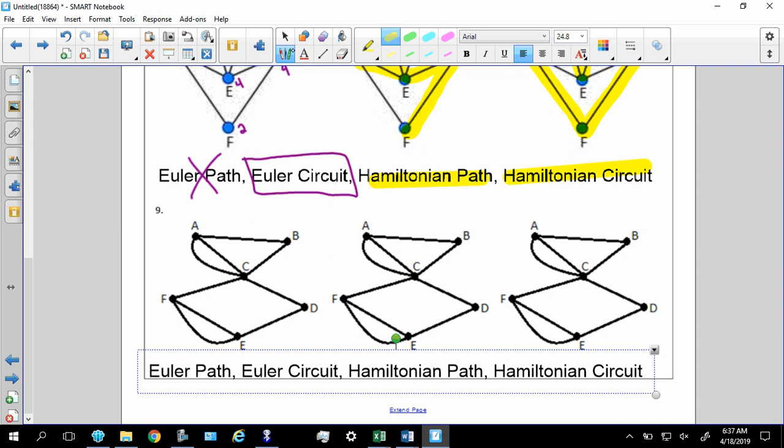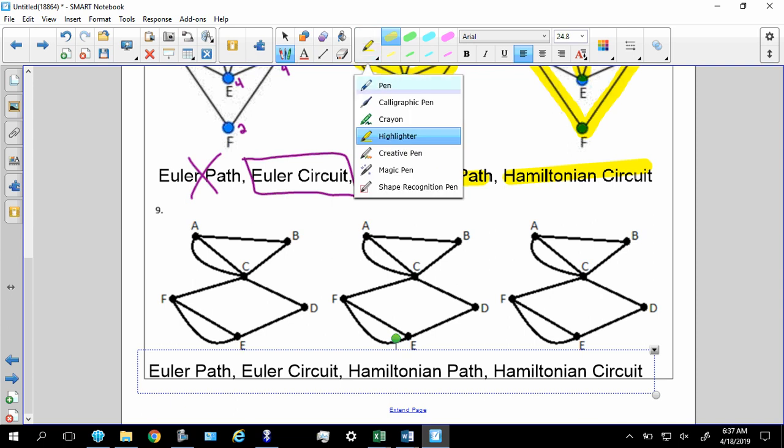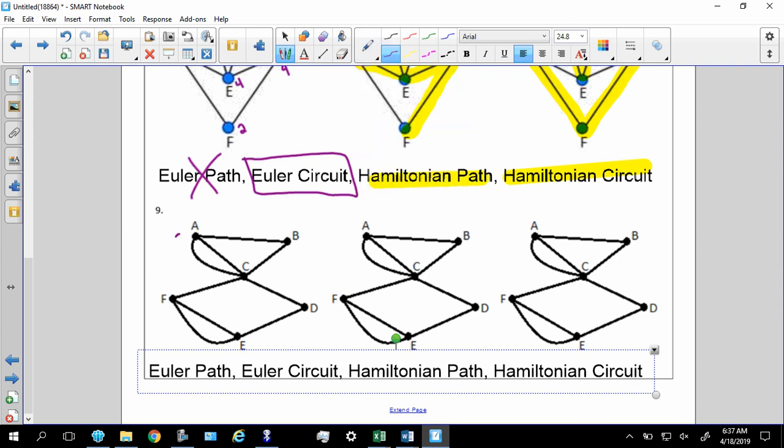All right, so again, let's go ahead and deal with the degrees here. So A has a degree of 3. Oh, degree of 3. Circuit's not going to work. B has a degree of 2, C has 1, 2, 3, 4, 5. C has a degree of 5, E has a degree of 3. Man, look at that. 1, 2, 3. That's just 3 odds. So I already know Euler path ain't gonna work.